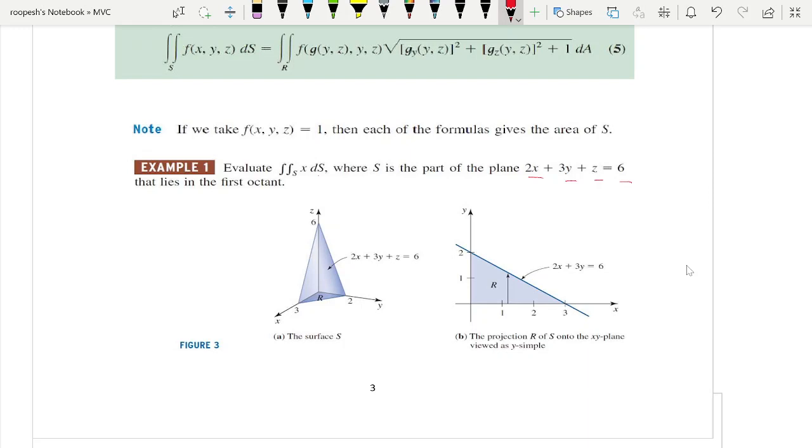That plane is going to be 2x plus 3y plus z equal to 6. In the first octant it lies like this. So this is in the yz plane, right? We want to project that into the xy plane. So in the xy plane we will get a triangle of this type.